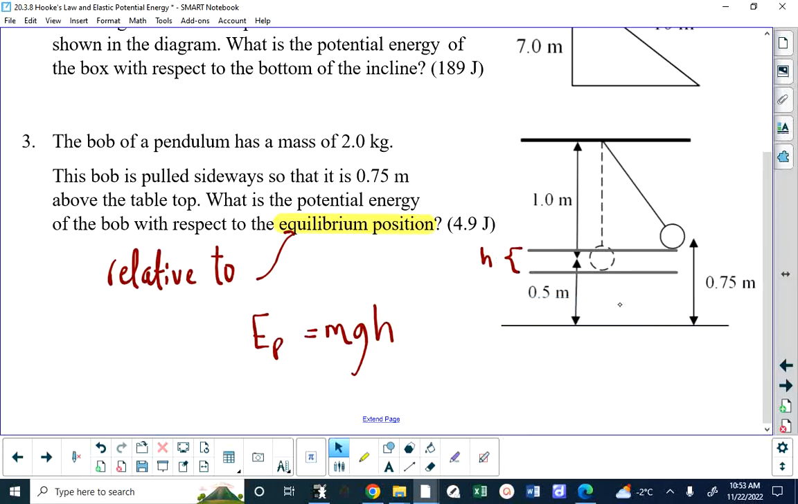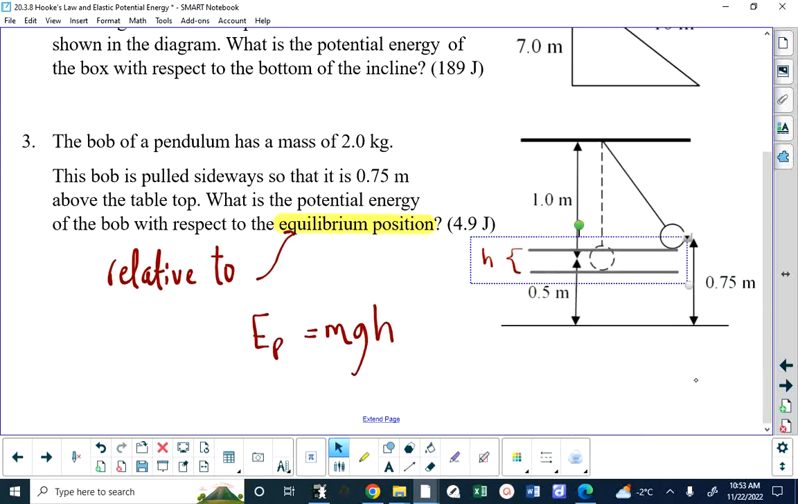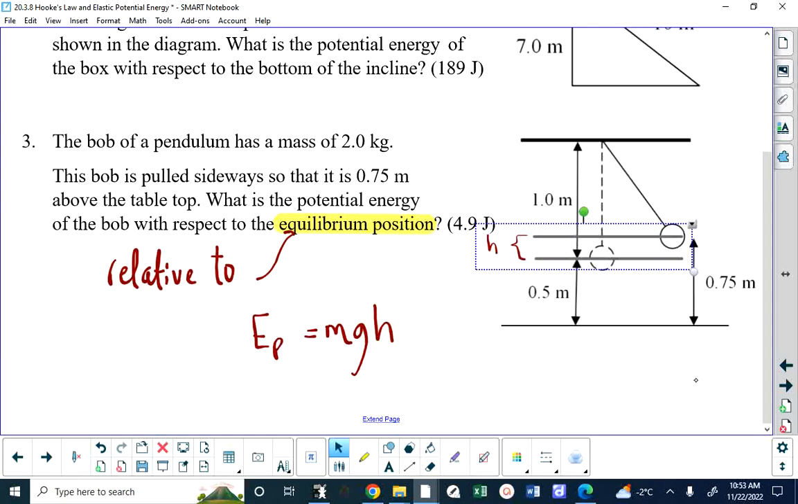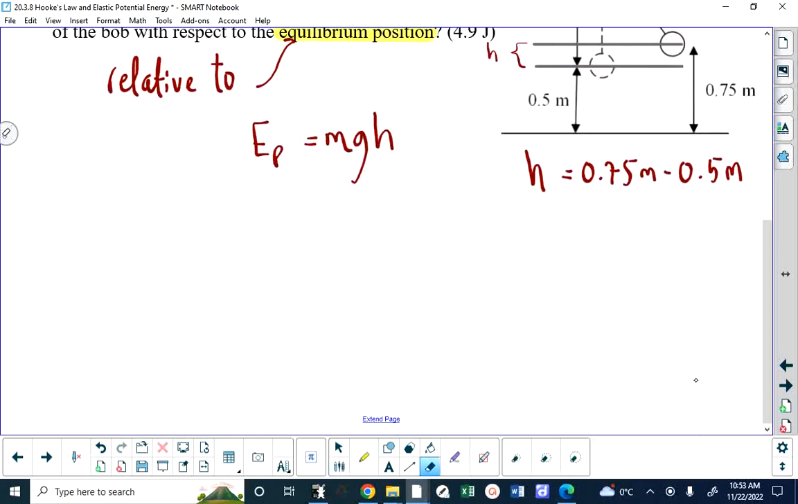I hope that you can appreciate that this height is the same as the distance from the center to the center. So whether I measure center to center or bottom to bottom, it doesn't matter. I still am going to take that 0.75 minus the 0.5. And that's going to give me for a height 0.25 meters.